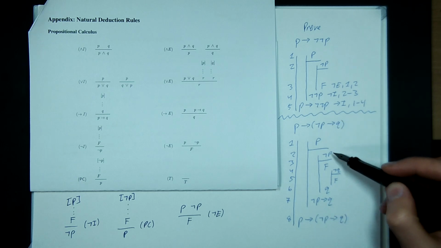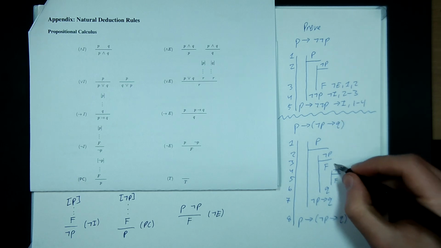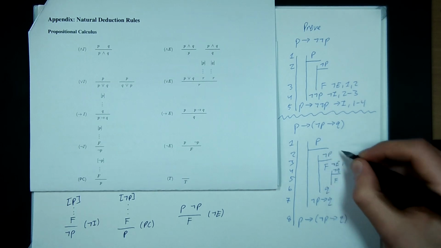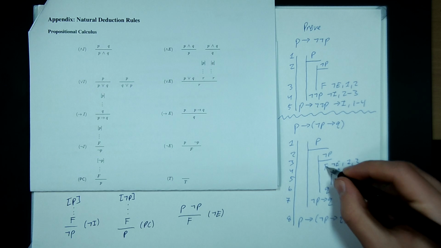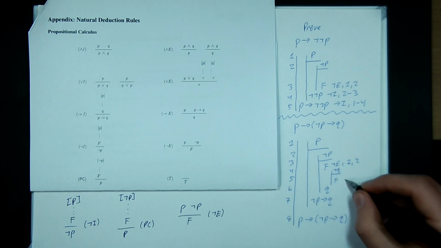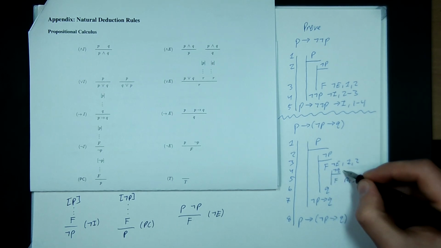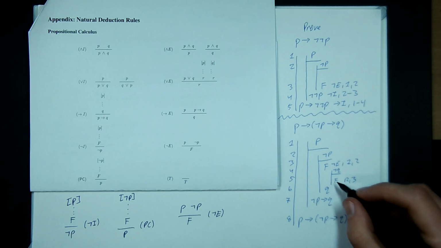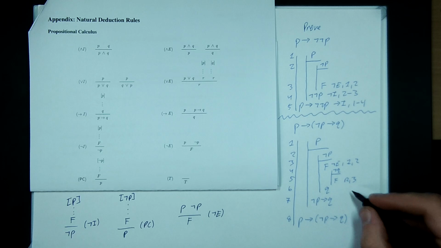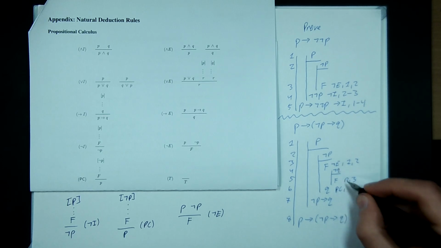So assumption, assumption, negation elimination, lines 1 and 2. This is an assumption. This is a repeat of line 3. I can just steal the false down. I assumed not Q. I derived false, therefore Q. By proof by contradiction, PC, lines 4 through 5.